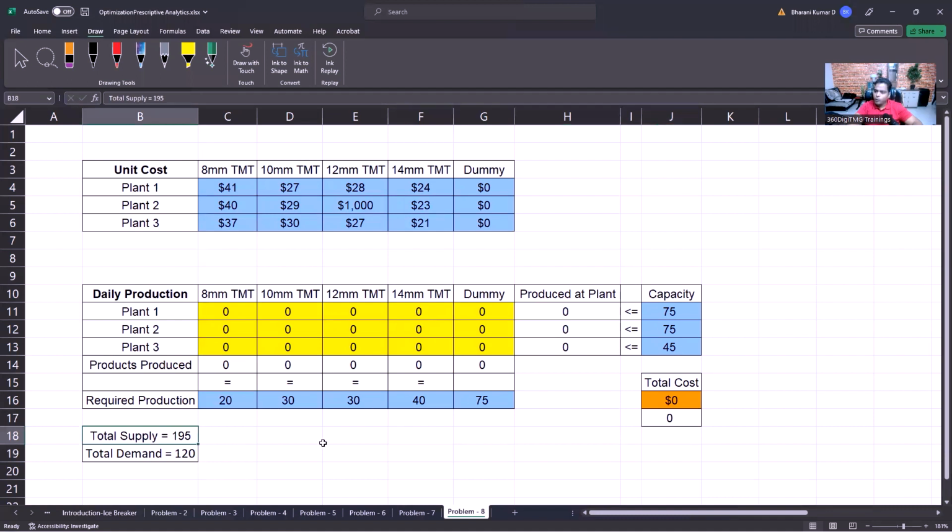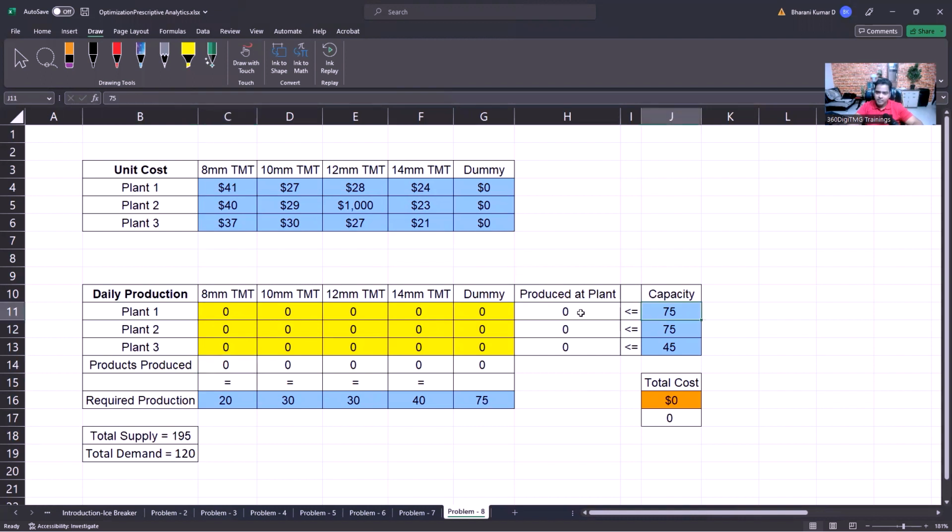Total demand is 120. The difference is 75. Hence, we added one dummy. Dummy always has $0. There's no cost, right? It's dummy. There's nothing. It's just a slack variable. And the number of units that you can produce of 8 mm has to be 20. This has to be 30. 12 mm has to be 30. 14 mm has to be 40. And this is 75. Dummy.